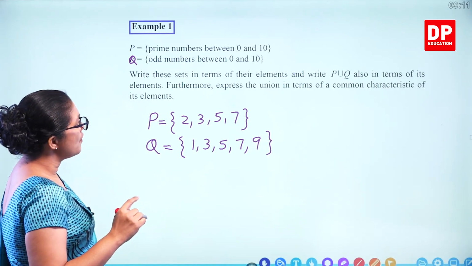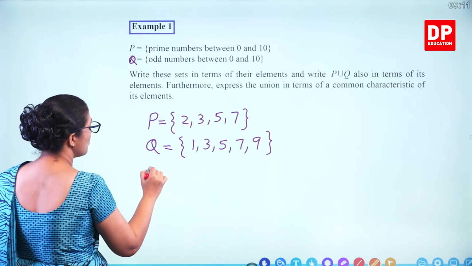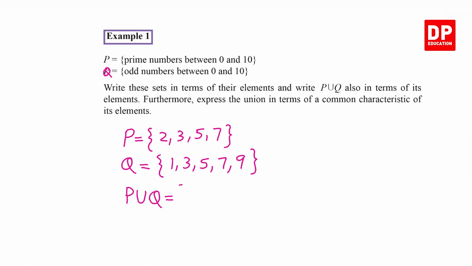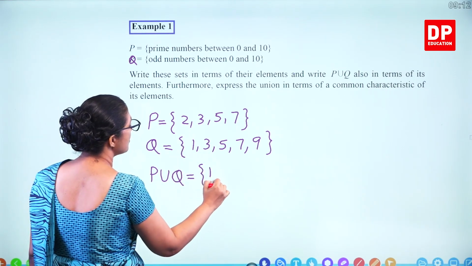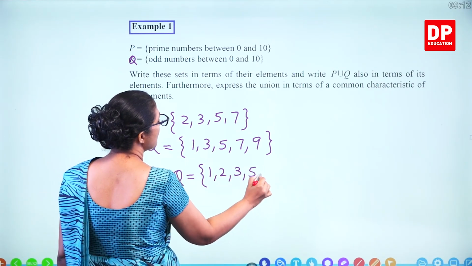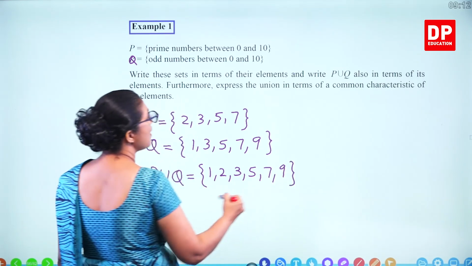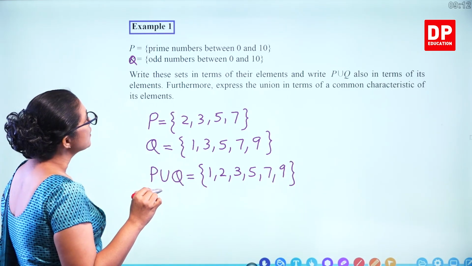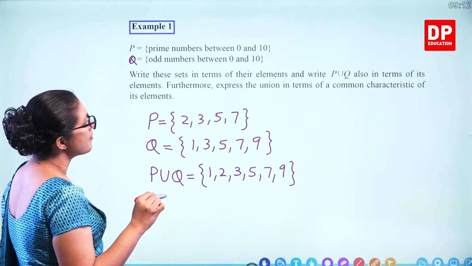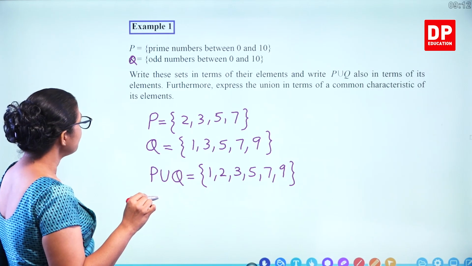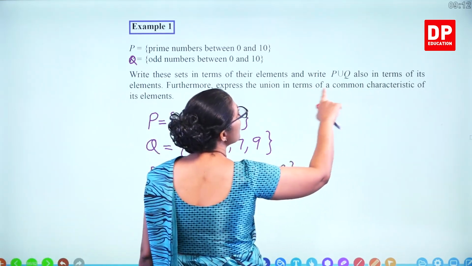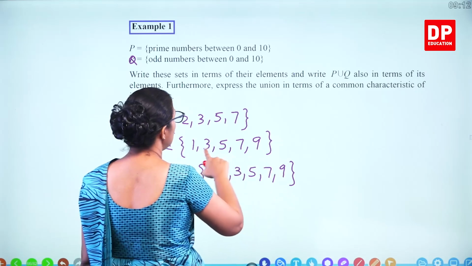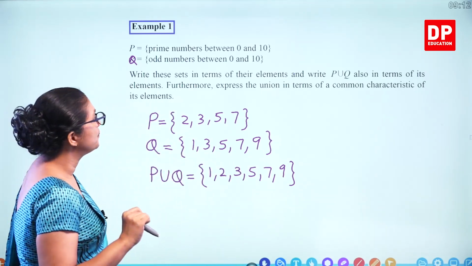Write these sets in terms of the elements and write P union Q. P union Q means you have to write everything in P, Q and both. So we write first 1, 2, 3, 5, 7, 9. All elements are there. Furthermore, express the union in terms of a common characteristic of its elements. So what's that? That means you have to write all in P and Q as well.